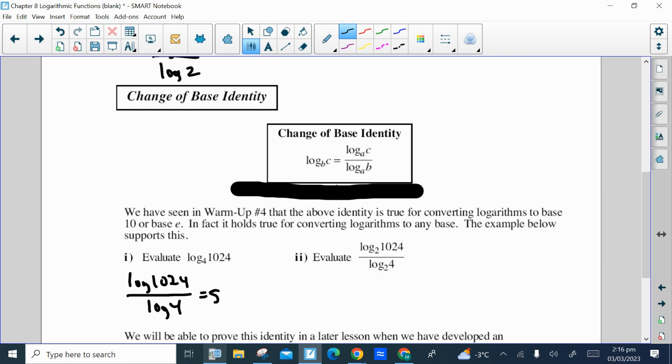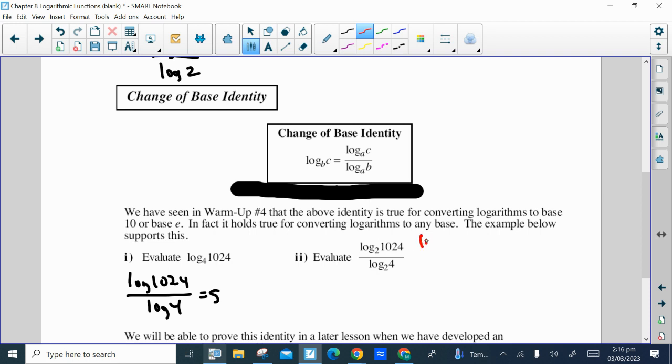Now, part 2 says to evaluate that. So we're going to do some algebra here, just so you can see that this will work as long as the bases are the same. When we did it for the first part, the bases were base 10, so we could use our calculator. But it doesn't matter what the bases are as long as they are the same. So here's how this works.